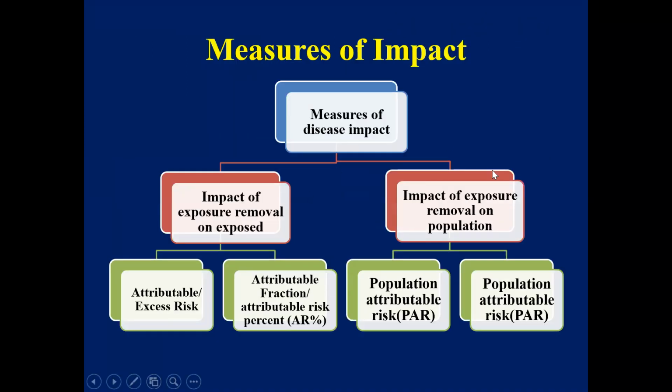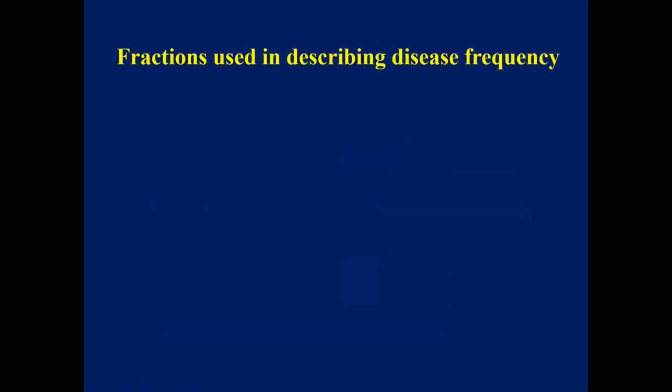So these are the different measures of impact, that is attributable risk, population attributable risk, population attributable risk percentage, etc. Now, which are the different fractions? Before going to the measures of disease frequency, I can tell you about the common fractions that we use when we calculate these frequency measures. That one is called a ratio.